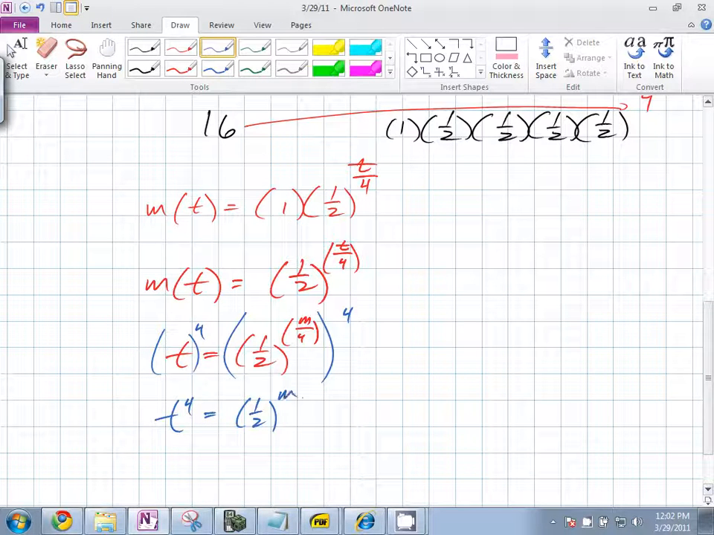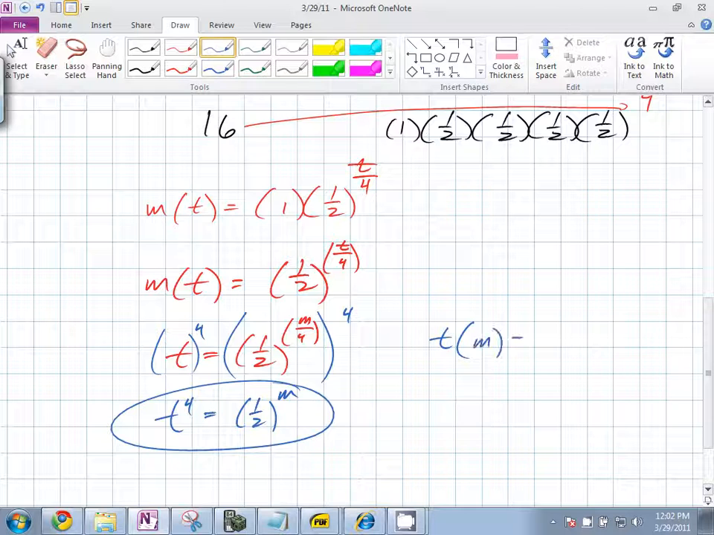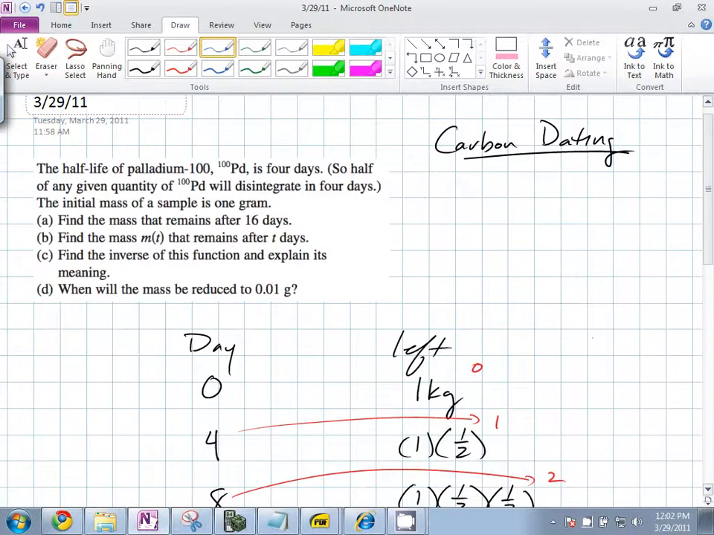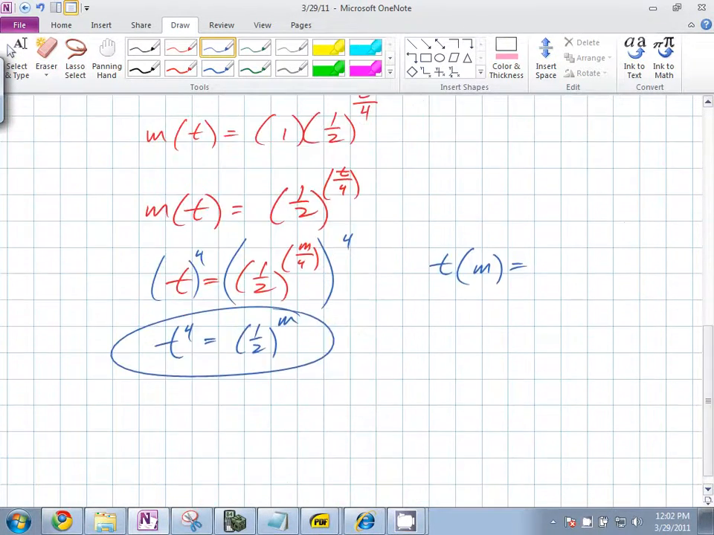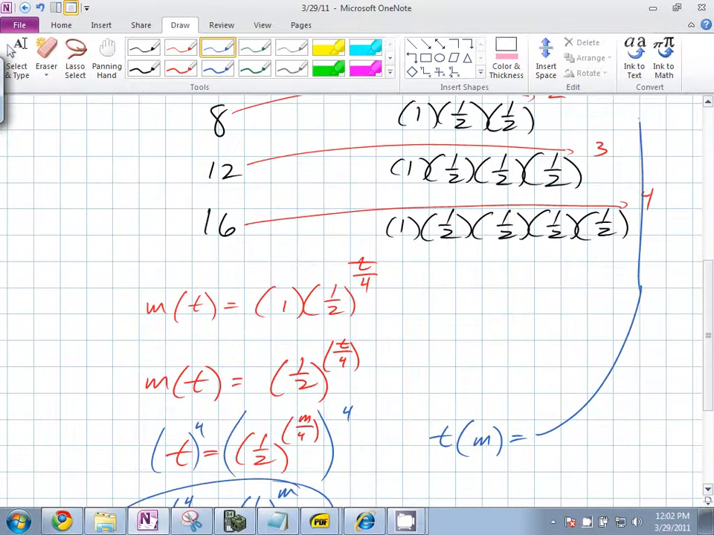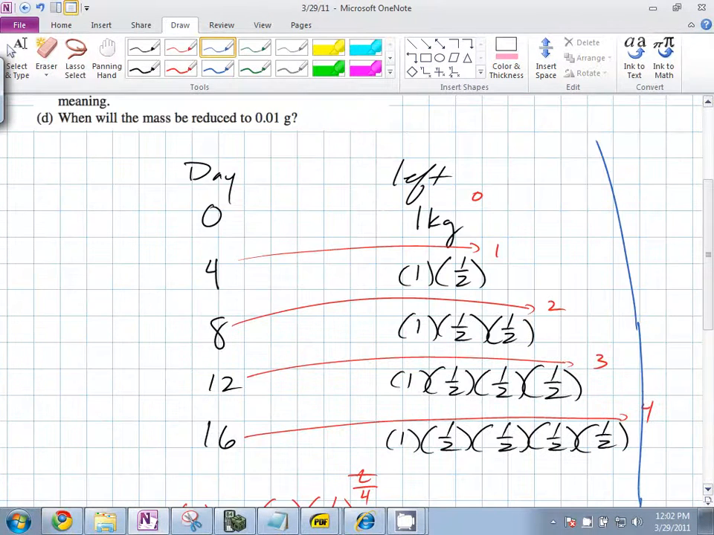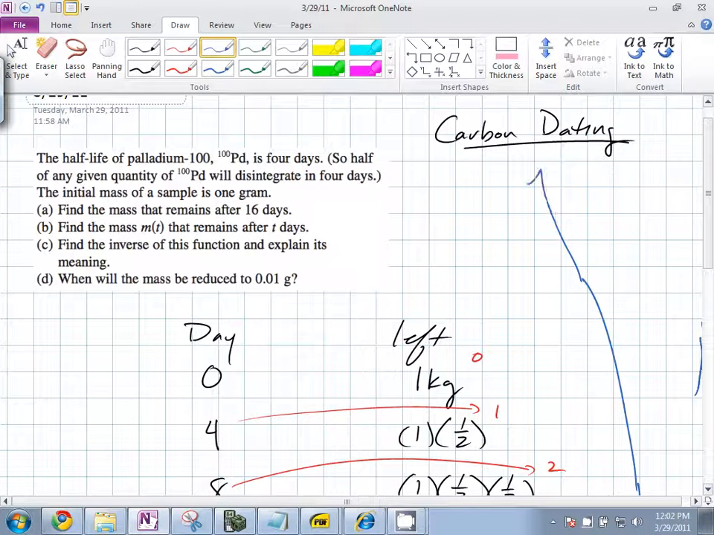But you need to isolate m. You need logarithms in order to do that. When you're done, you end up with time in terms of mass, right? Time in terms of mass. Why is this something that's useful to have? Well, what did we state as our original? It's the inverse, and that allows us to do things like figure out the age based on how much is left, which is called, when we call it, carbon dating.